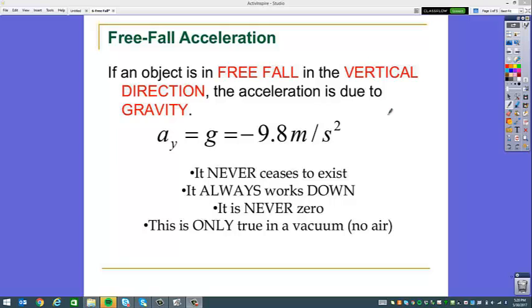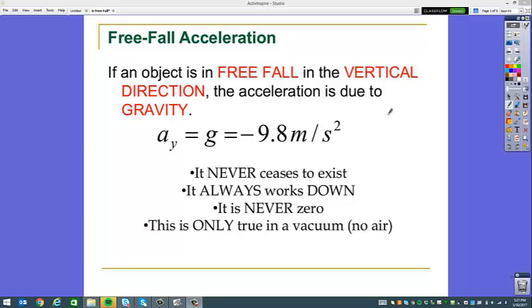A couple things about free fall. The first thing is that it never ceases to exist. Gravity is always there. When you're working on problems, it's a given. Just write it down. It always works down, so gravity is never going to be positive. If you're in free fall, your acceleration is never zero. Even at the top of the throw, when the ball stops for a split second, gravity is still acting on it. It's just changing directions.